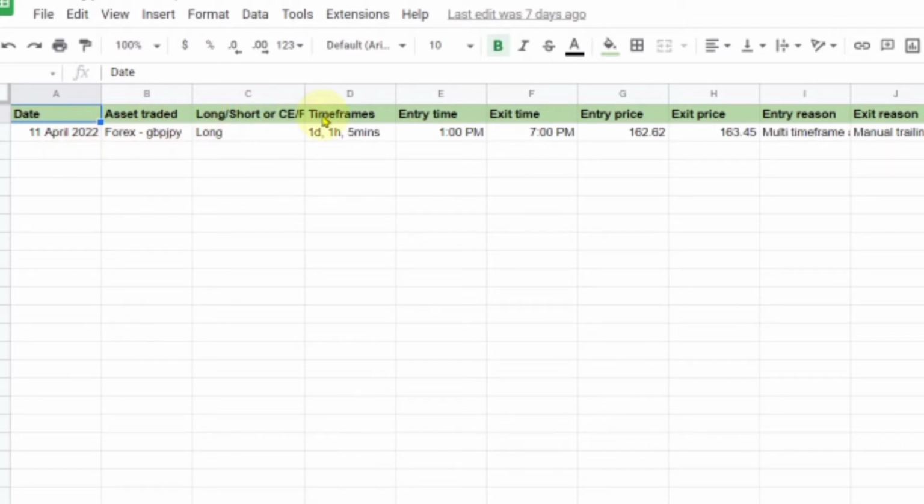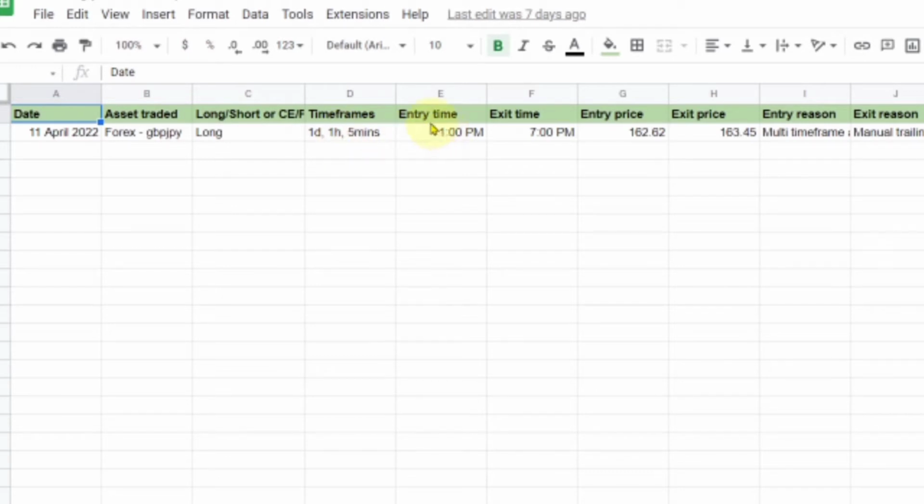Here you can enter date and entry time and exit time. The next one is asset traded. Write down if it is stocks, options, or futures, or forex, or crypto. Then long or short. Or if you're using options, you can enter call option or put option. Next, you can enter time frames. That is, if you're using multi time frame, you can enter all the time frames you're using, or if you're using one, just enter that.